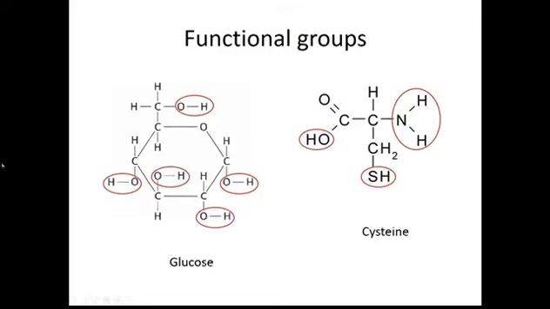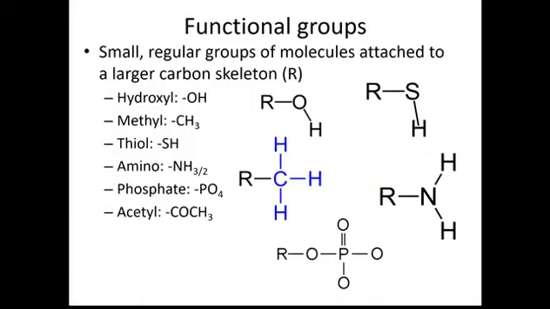So on this glucose molecule, we have 1, 2, 3, 4, 5 hydroxyls. On this cysteine molecule, cysteine is actually an amino acid, if you guys know what an amino acid is. We have a hydroxyl, a thiol, and an amino group. So a lot of times we'll look at a molecule and we'll say, oh, the hydroxyl bonds with the amino group. So it's a shorthand way of referring to specific parts of a molecule using this terminology.